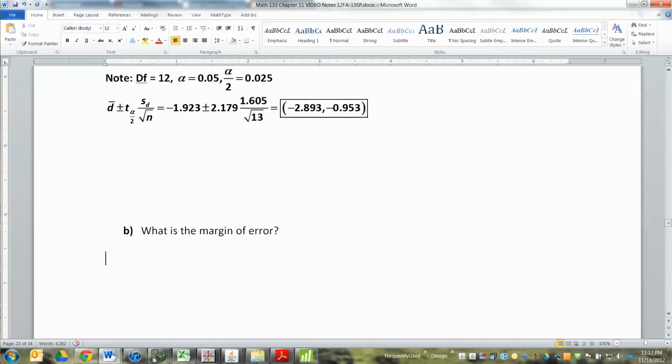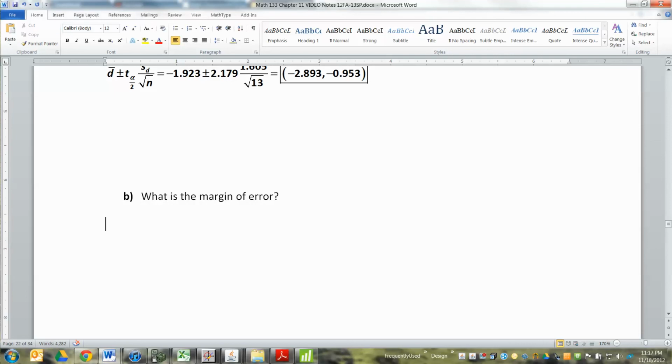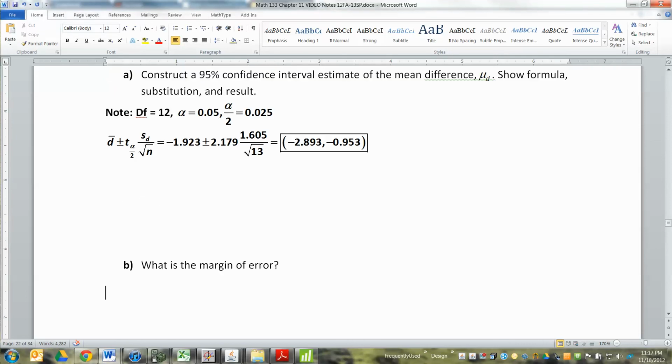All right, so what's the margin of error there? Well, recall that the margin of error is the distance between the outer edge and the middle. So upper minus the middle, or the point estimate, right? That's what the middle is called, point estimate. So that would be negative 0.953 minus a negative 1.923, which is equal to 0.97.